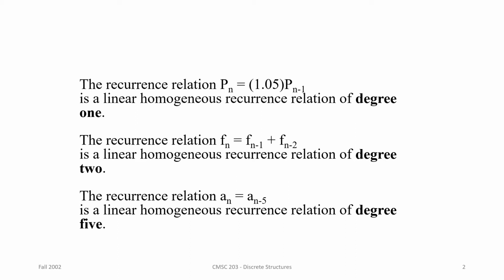So, for the first recurrence relation, the degree is n minus (n minus 1), that is equal to 1. For the second recurrence relation, the degree is 2. For the third one, the degree is 5.